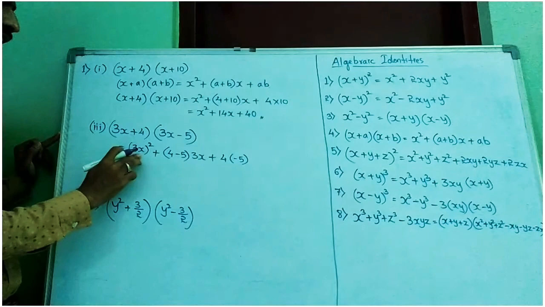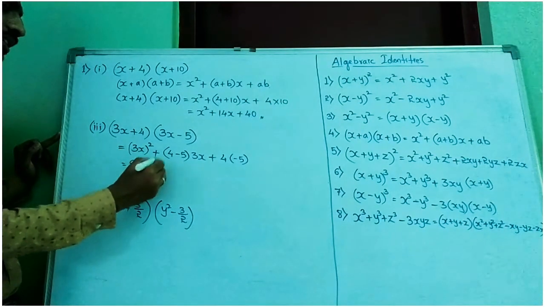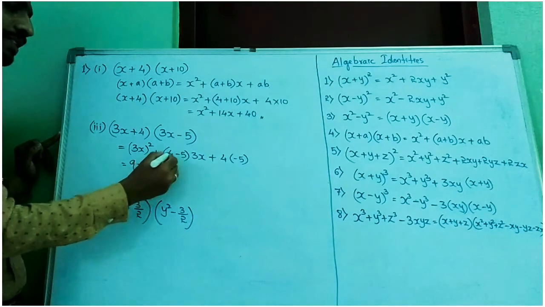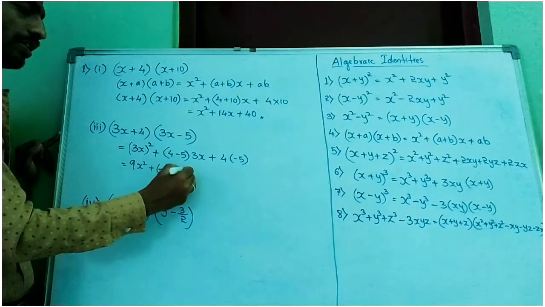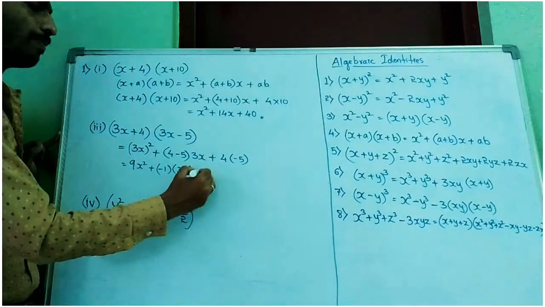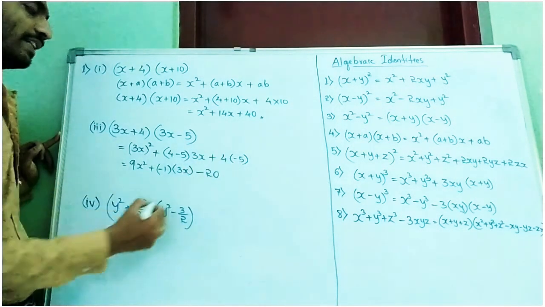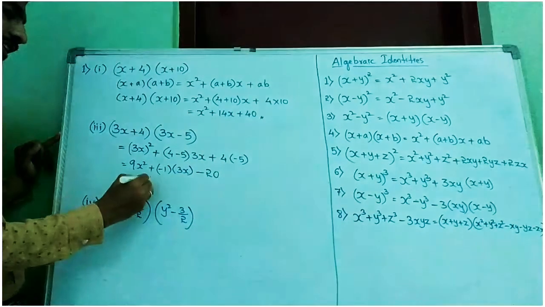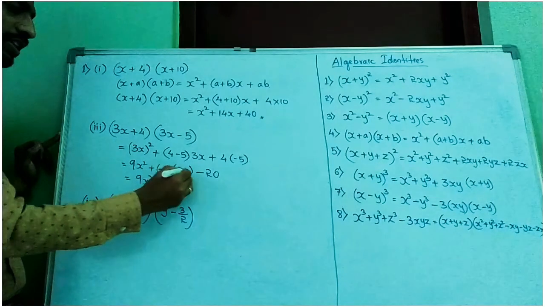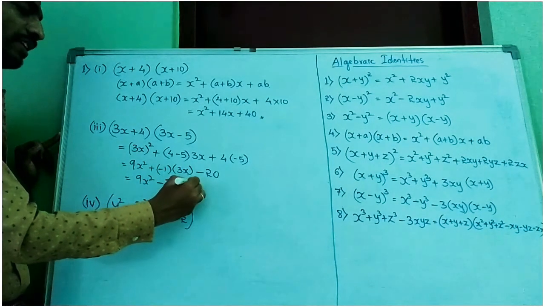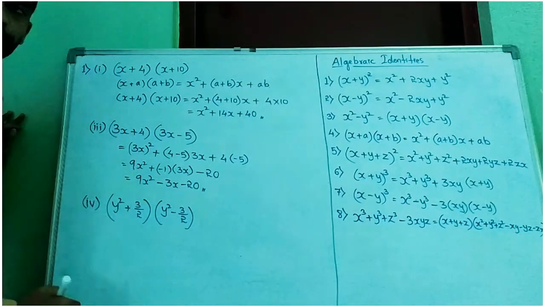So (3x)² means 3 threes are 9, x is x². Now plus 4 into -5, we will get here -1 into 3x. 4 into 5 is 20, plus into minus is minus. So here we will get 9x² - 3x - 20. So this is our answer. So like this we have to solve.